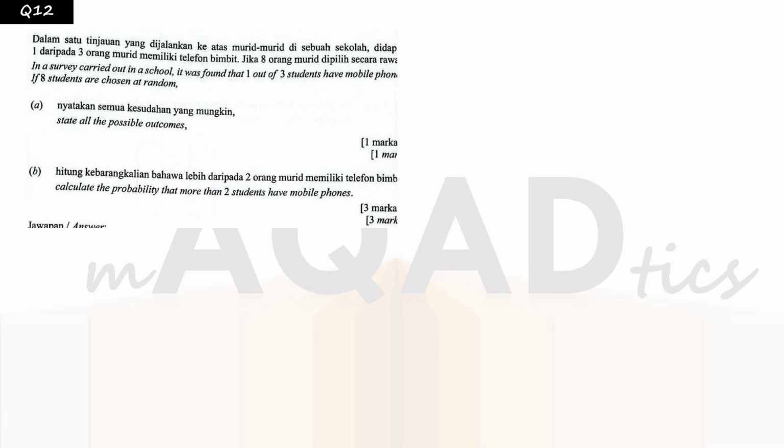And the last question in section A, I'm not going to reveal which chapter it is from first, so let's go through the question and see which chapter it's from. Okay, so here we have a survey and it's found that 1 out of 3 students uses mobile phones, and if 8 students are chosen, in part A, we need to state all the possible outcomes. Alright, so in this question itself, I think it's still not very obvious which chapter it's from.